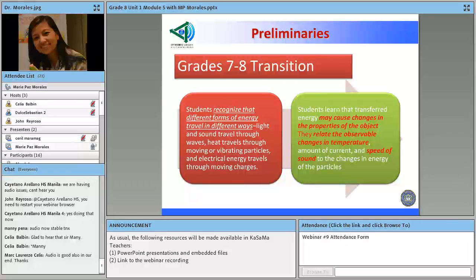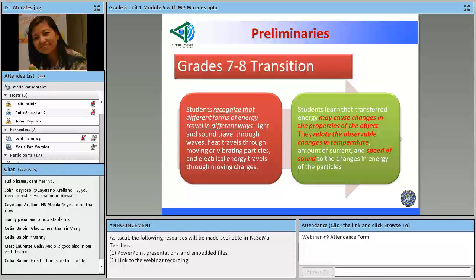So let's take a look at the transition from 7 to 8. As you can see, students should have recognized that there are different forms of energy and that they travel in different ways. Like sound and light, they travel as waves. After that, in grade 8, what we would want our students to know is what might be the probable effects of this heat, like for example, on the speed of sound. So in grade 7, ang gusto nating mangyari, makita nila papaano yung pag-travel ng energy. Nag-travel na yung energy, so pagdating sa 8, titingnan natin anong mangyayari dun sa kung saan napunta yung energy.